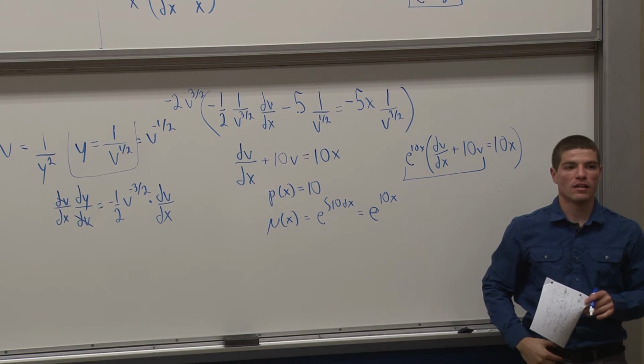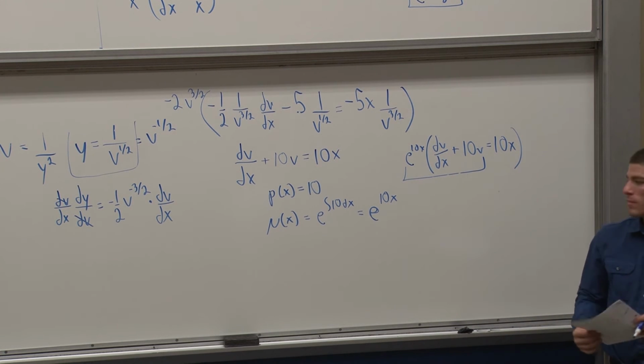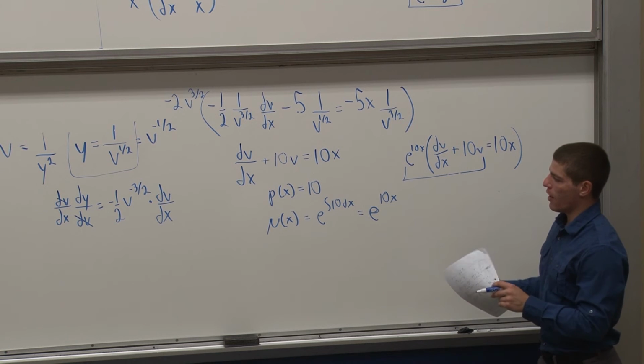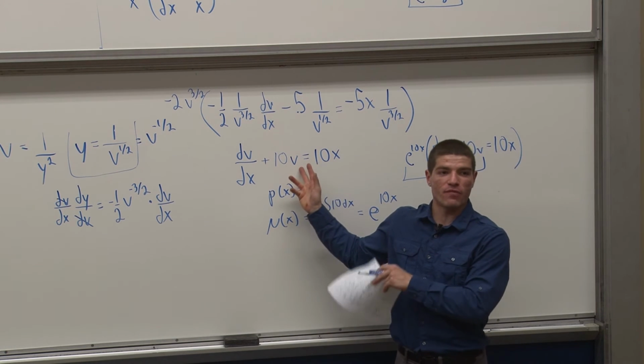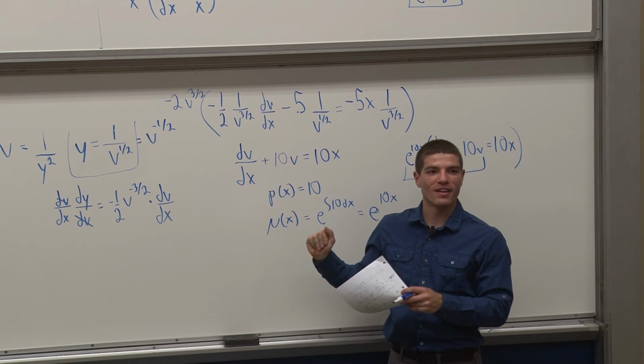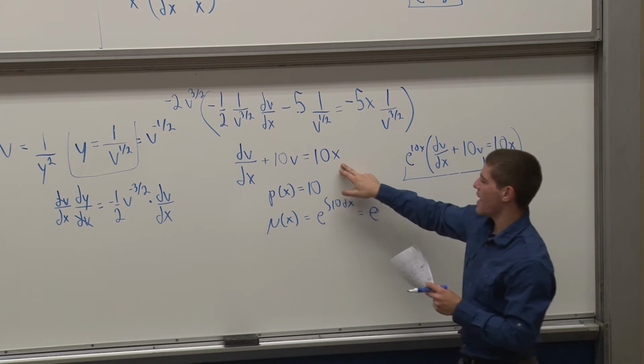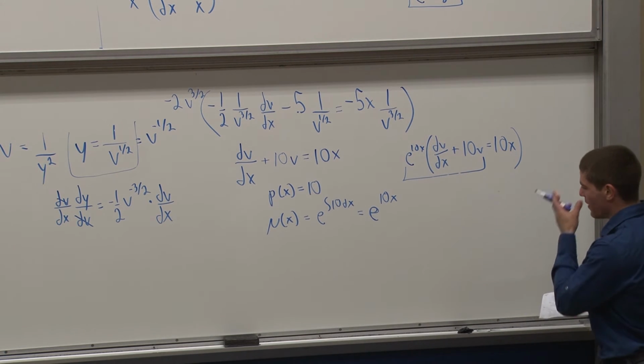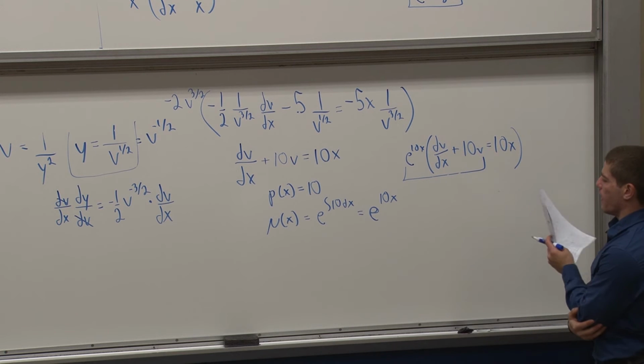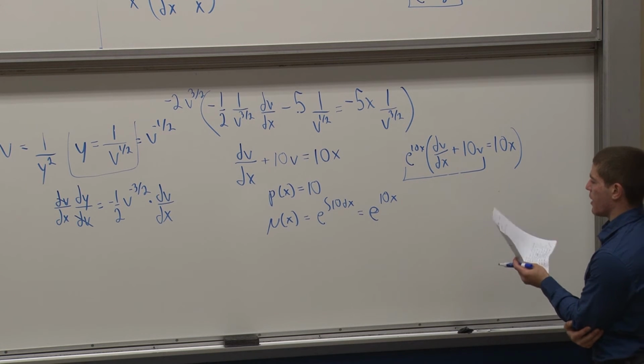Yes? Why is mu of x just 10? Because it's everything in front of the y, or in this case the v, because we flip-flop v and y. Yeah, q of x is 10x. It's just 10x. Okay. E to the 10x. All right, we got that.